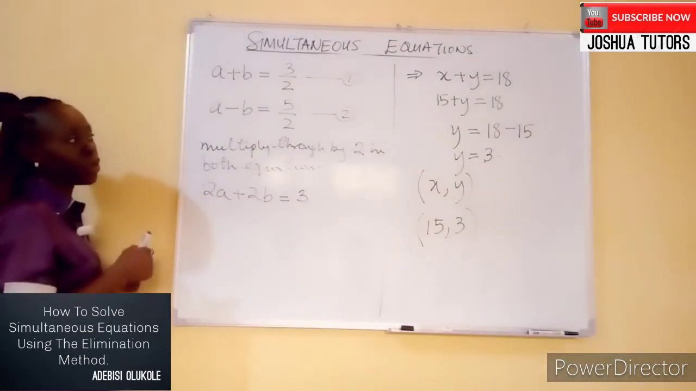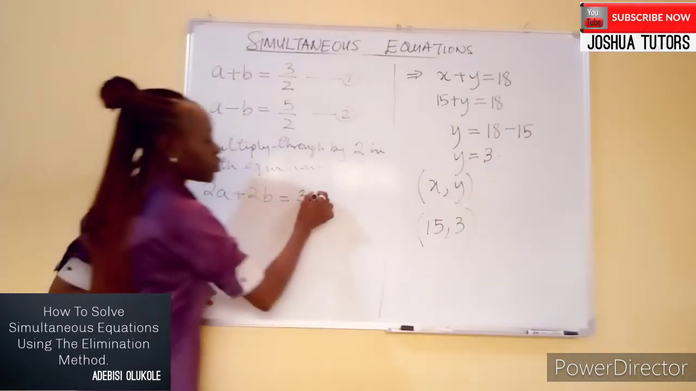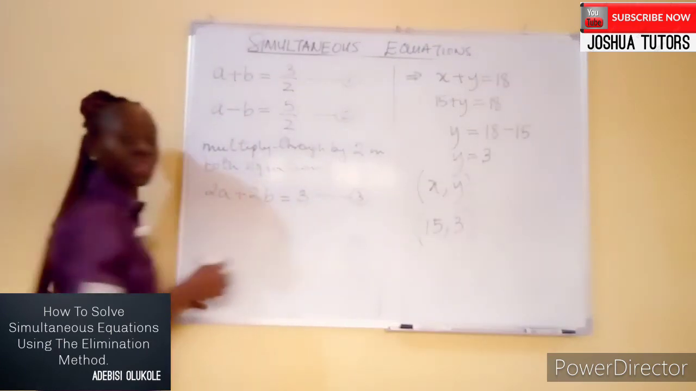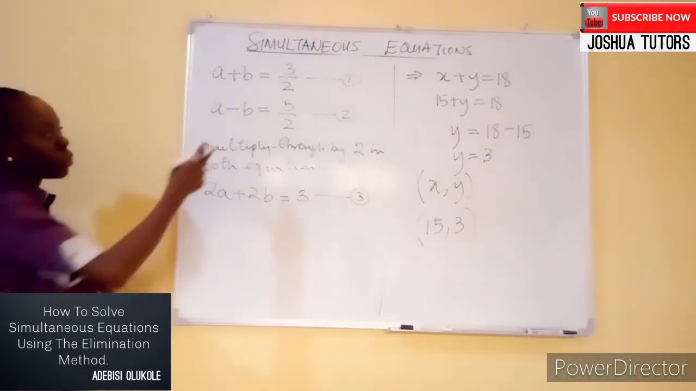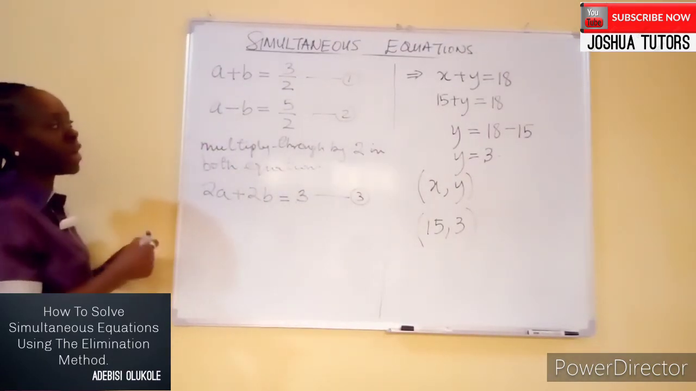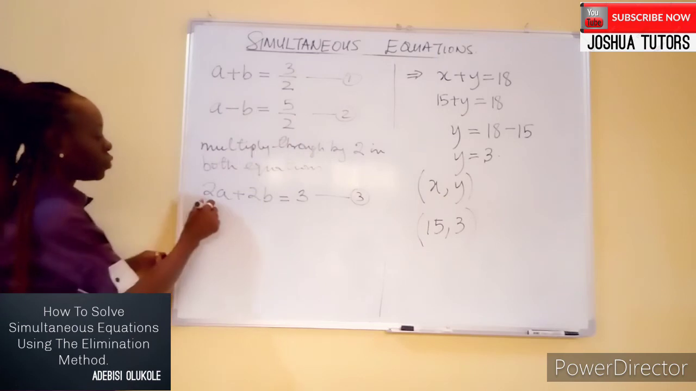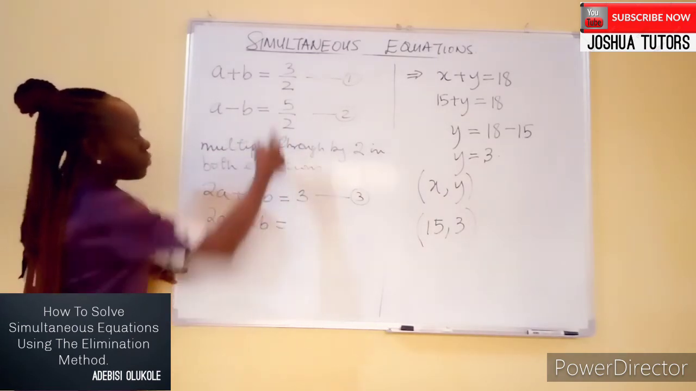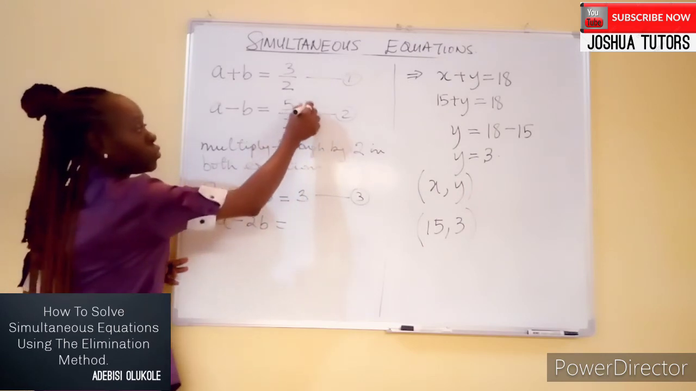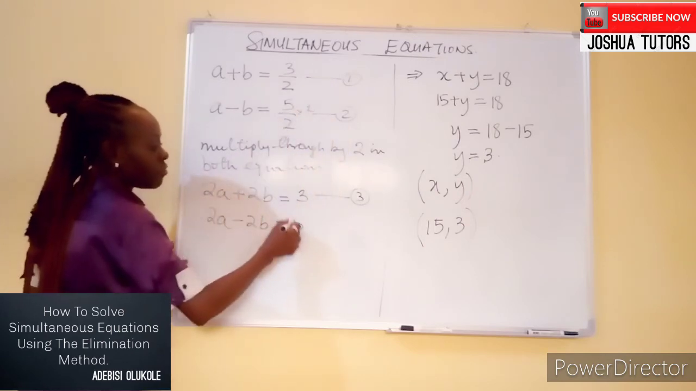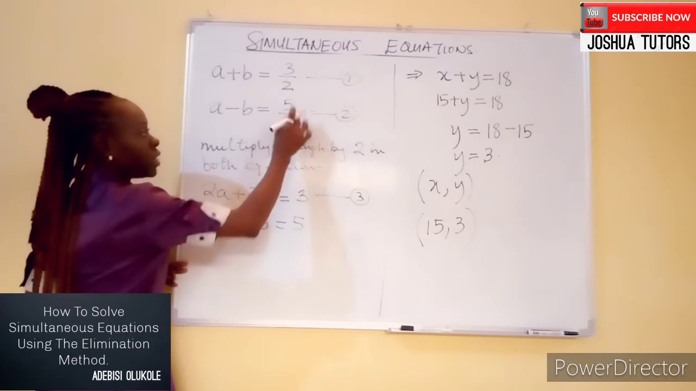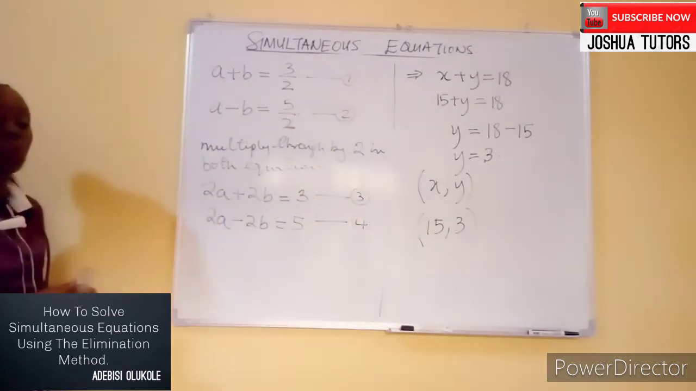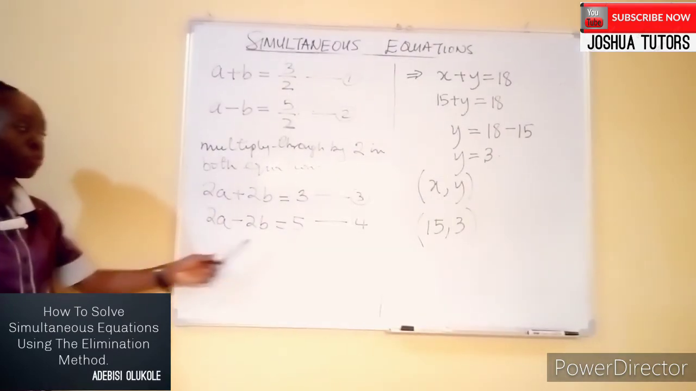I'm going to do the same for equation 2. So this is my equation 1, or you can choose to call it equation 3 because it has changed form. Equation 2 now, I'm going to multiply through by 2 as well. 2 times A is 2A, 2 times minus B is minus 2B, equal to 5 over 2 times 2, the 2 cancels, I'm left with 5. And that is my equation 4. Equation 1 is now equation 3, equation 2 is now equation 4.